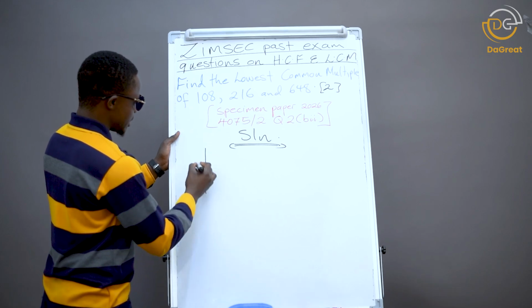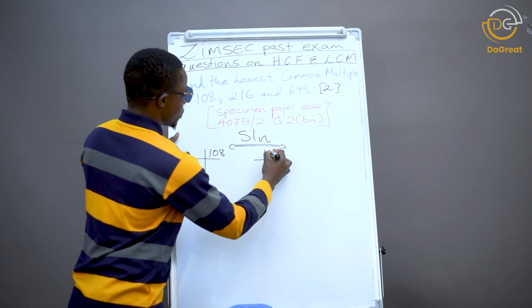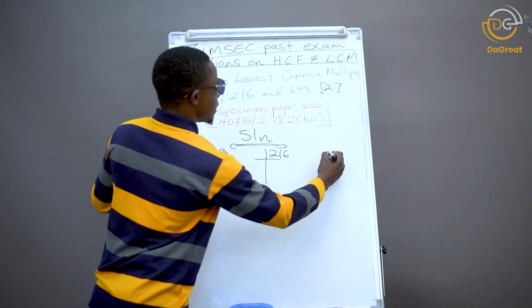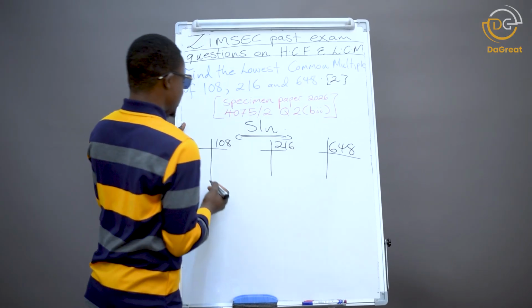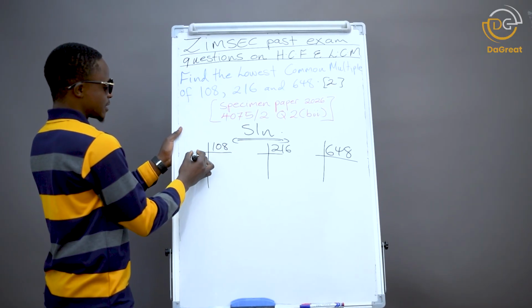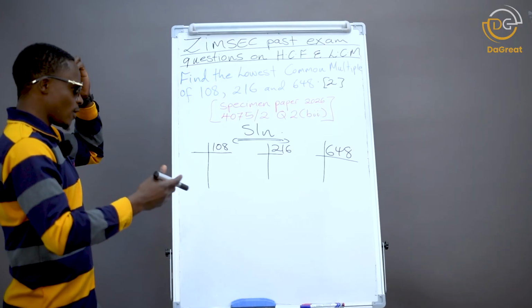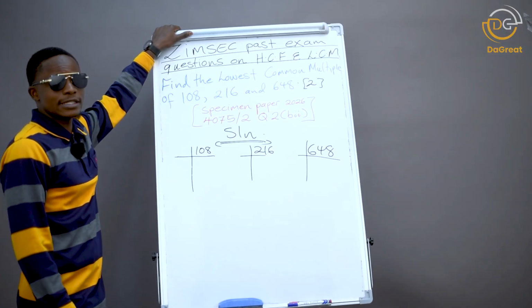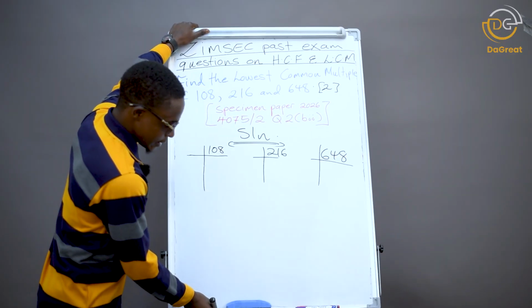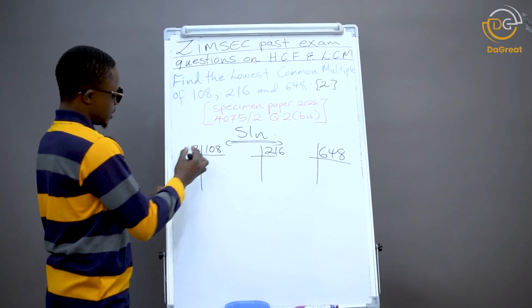We write our numbers: 108, then 216, then 648. First, you are going to find the smallest prime factor of 108. So the smallest prime factor of 108 is 2.